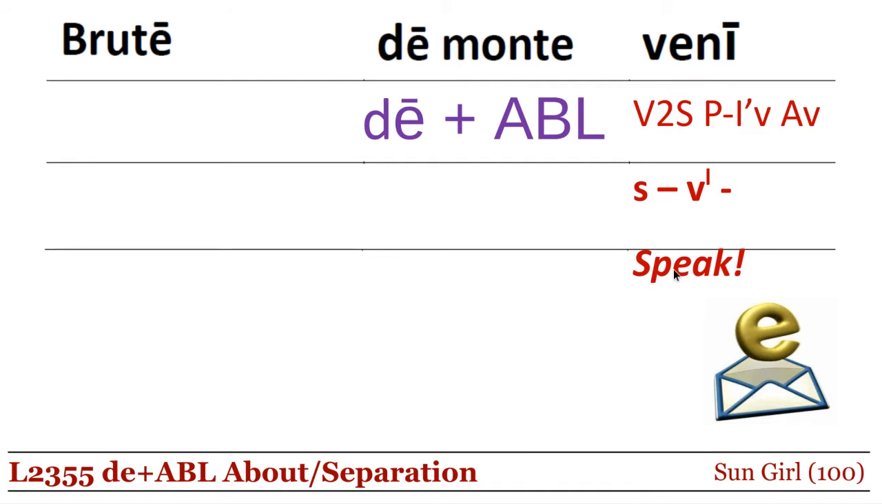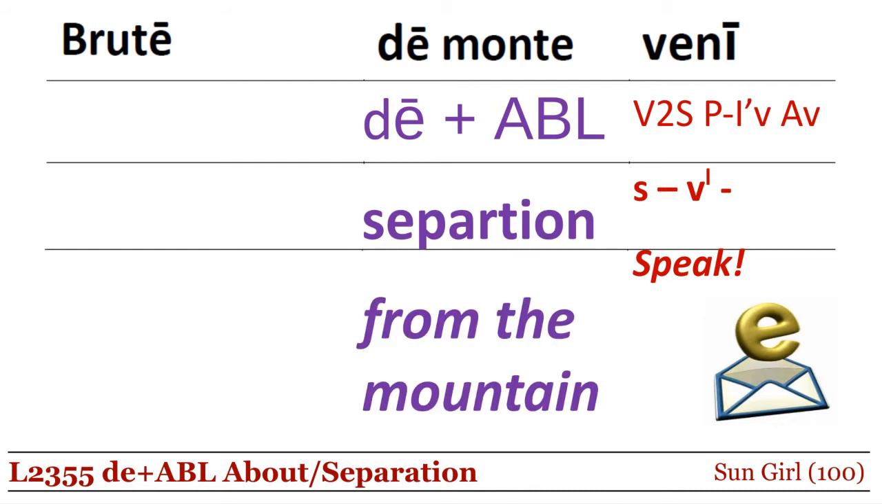Not speak. That's wrong. Cut that out. That's totally wrong. That should say come, or go. De plus ablative. We have a verb of motion, so it's de plus ablative. It's a separation phrase. From the mountain, down from the mountain. Usually they come down from the mountain.